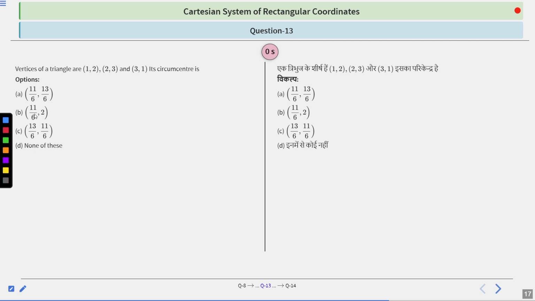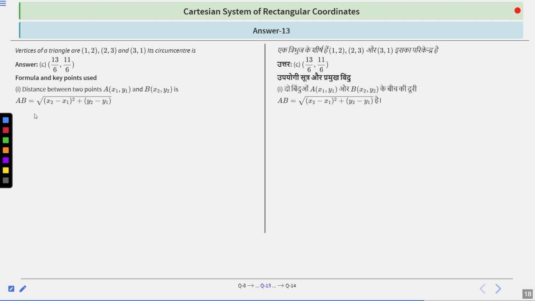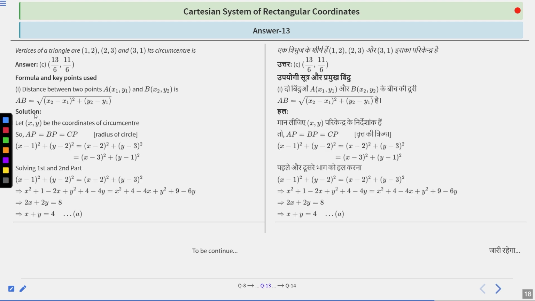Okay, let us move to the solution part. The formula and key points we will use in this question is the distance between two points A(x1, y1) and B(x2, y2): AB is equal to root over (x2 minus x1) whole square plus (y2 minus y1) whole square, right? Now let us see the solution. Let (x, y) be the coordinates of the circumcenter.